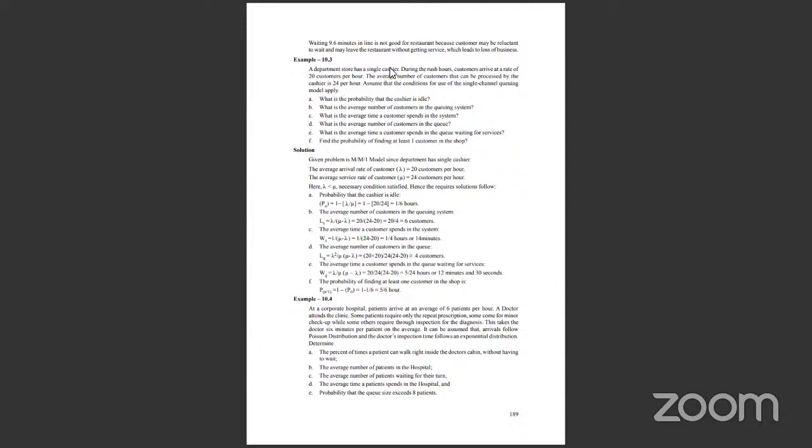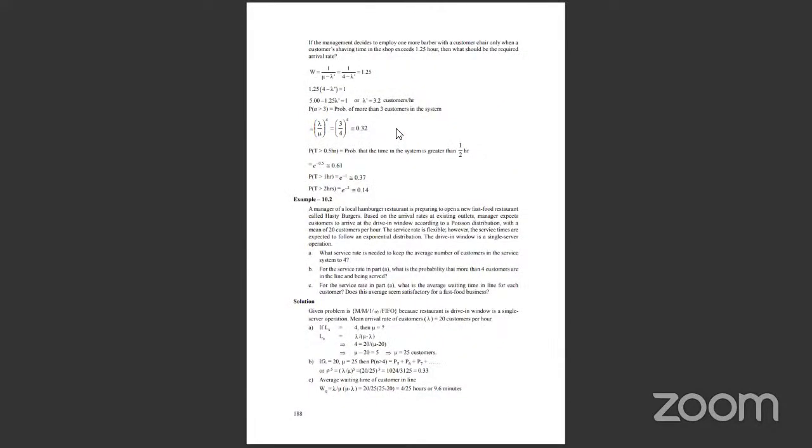All these things you have very clear, that is based on your formulas only. These formulas are only to be applied when it is a single channel queuing model.